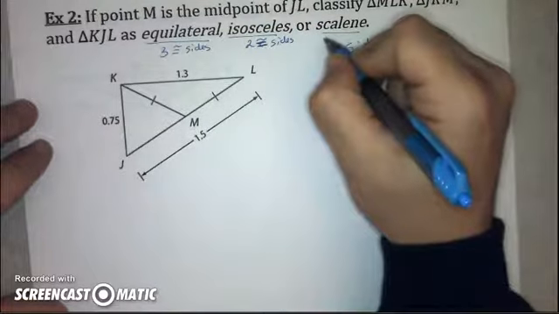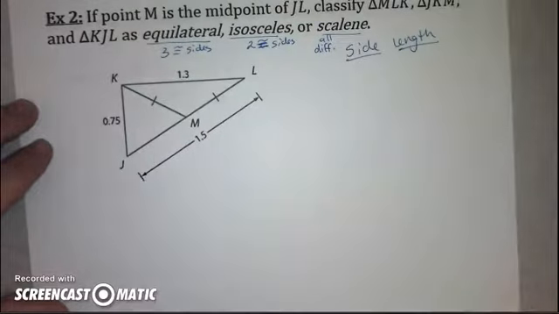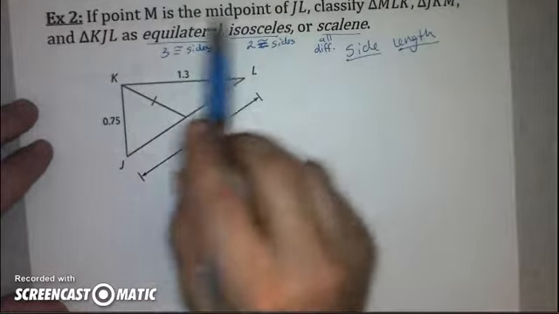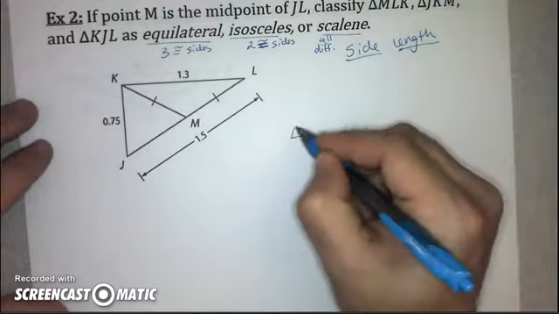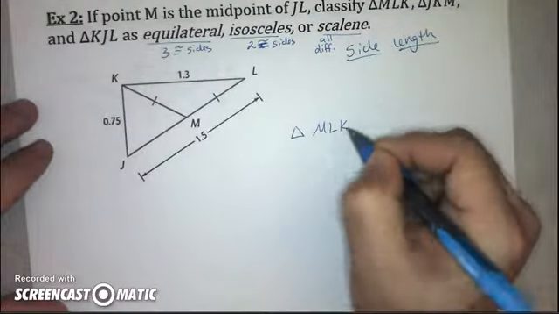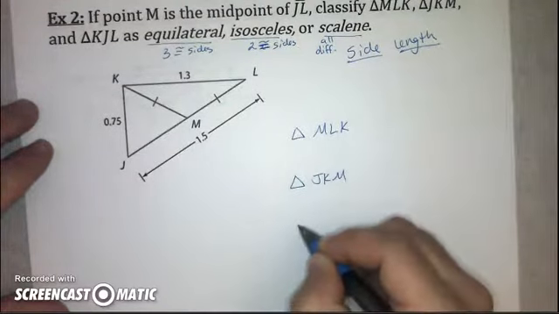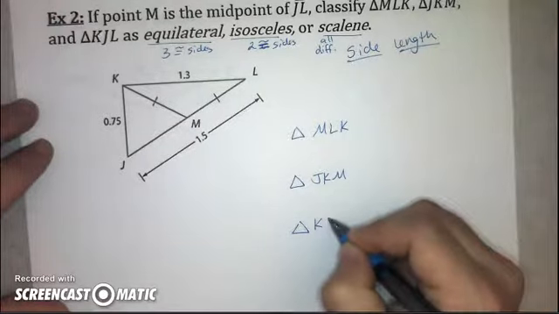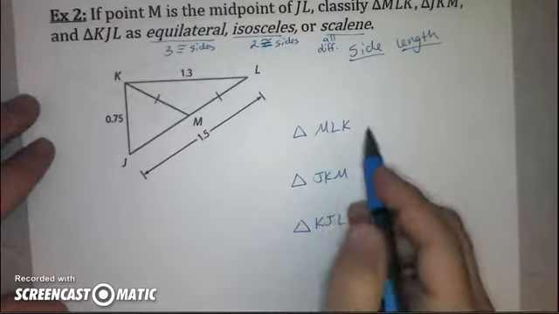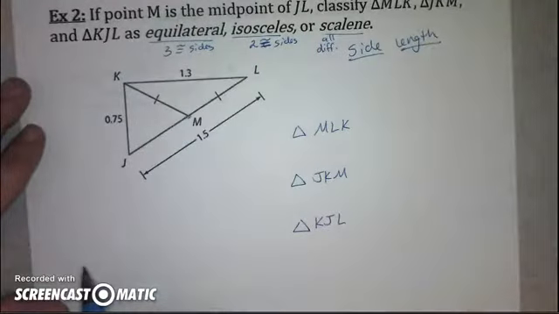And scalene, all different side lengths. All right, so let's look at triangles MLK, JKM, and KJL. All right, now we know M is the midpoint of JL. It's given to me that way in the problem.